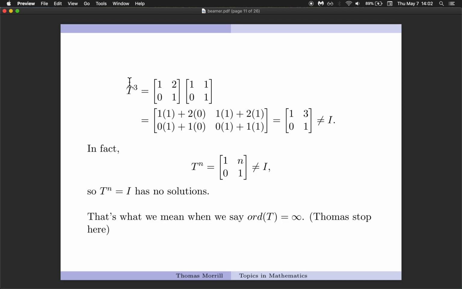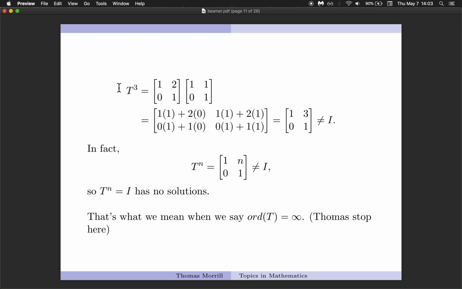So my T cubed, I'll say I've got a T squared here, and I multiply by another T, right? I know these coordinates from the previous slide, just 1, 2, 0, and 1. And I'm going to multiply these together again, right? So still row times column. I work through the formulas and I get coordinates 1, 3, 0, 1, right? So T cubed is 1, 3, 0, 1. That's a 2 by 2 matrix. And that is still not the identity. I'm supposed to get a 0 up there.